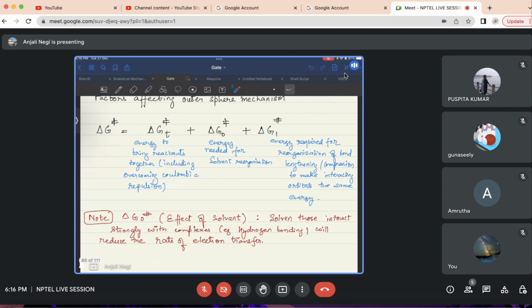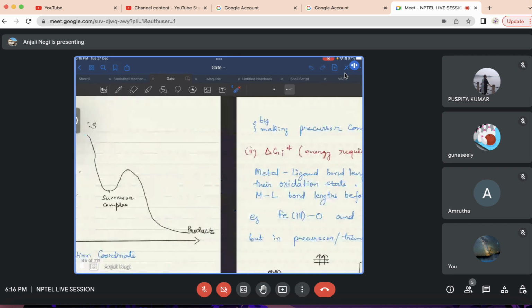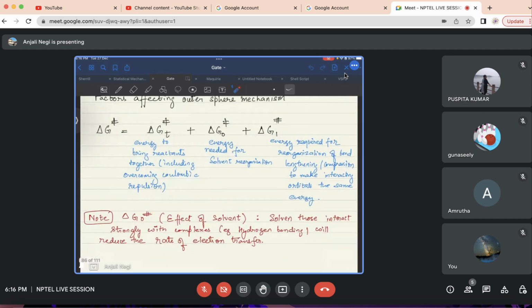Note here that delta G naught is the effect of solvent reorganization. Those solvents which interact strongly with complexes, for example by hydrogen bonding, will reduce the rate of electron transfer. Let me see if I have given you any example here. I have not given you any example, but you can look into how this solvent is actually reducing the rate of electron transfer.